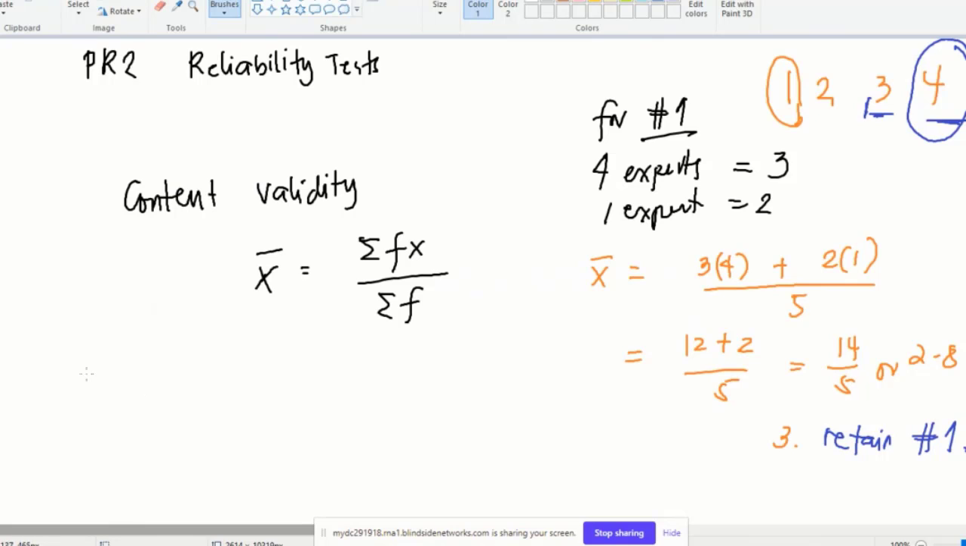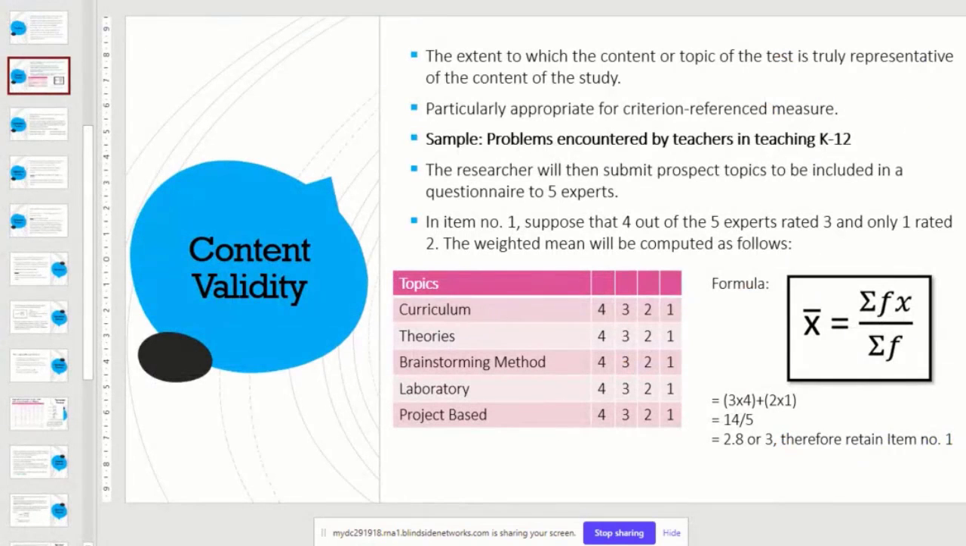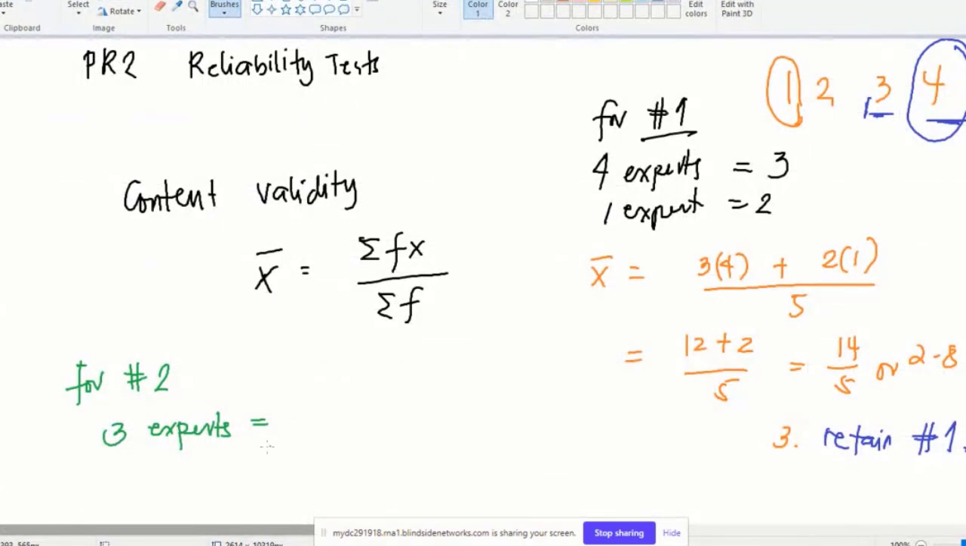Okay? For example, for item number 2, let's say we have 3 experts whose rating for that topic, let me see what the topic was, theories, okay. For example only, 3 experts, their rating is 1. Again, this is just an example, okay. And then you have 2 experts whose rating is 2.